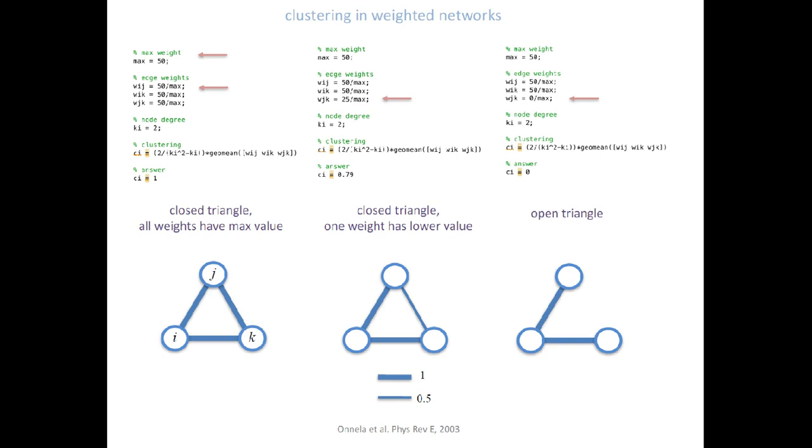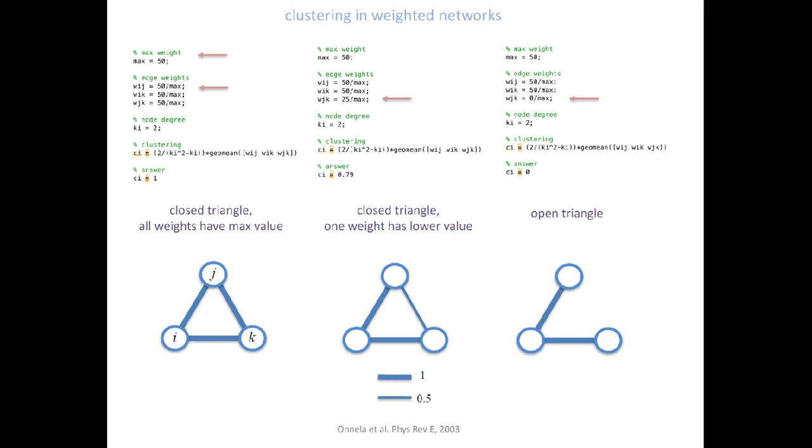In the case of the open triangle, it's an open triangle, right? So we would expect that there would be clustering of zero. And so this is what actually happens. Maximum weight 50: I to J is 50, I to K is 50, J to K is zero. And then when we put it through this expression, everything gets multiplied by zero. So as soon as you've got a zero in there, you end up with zero.